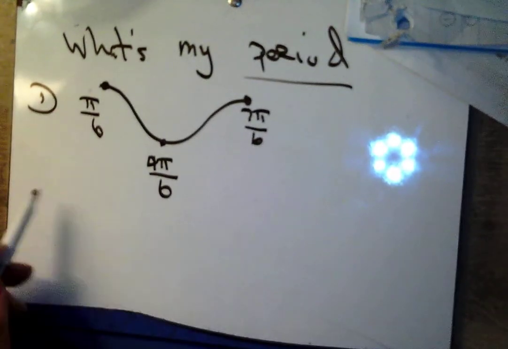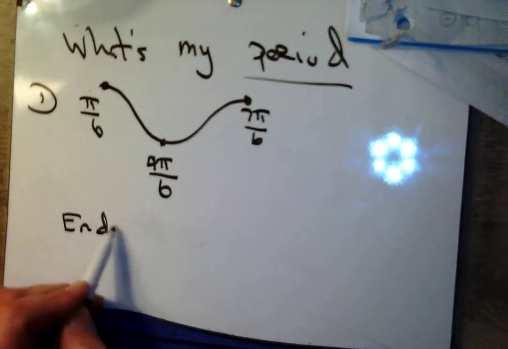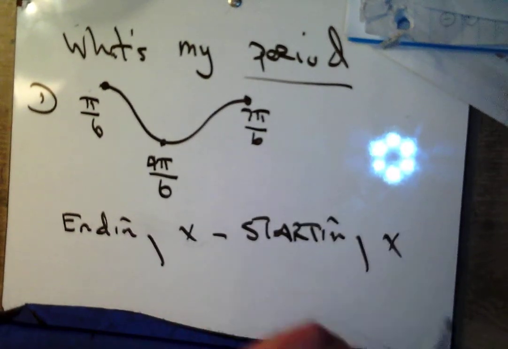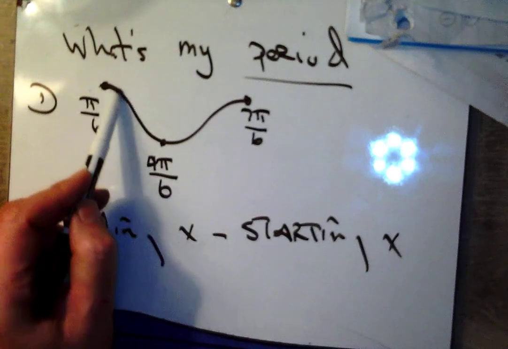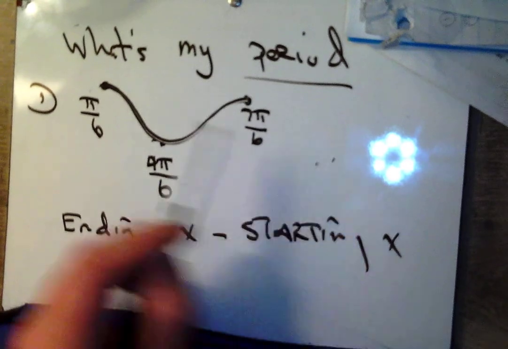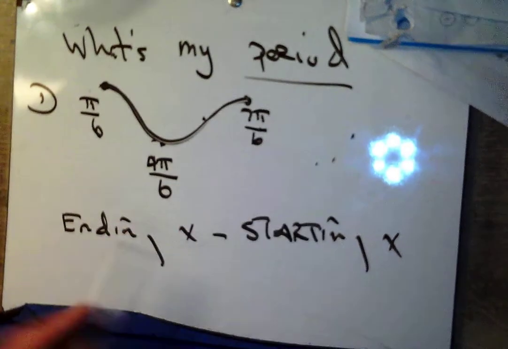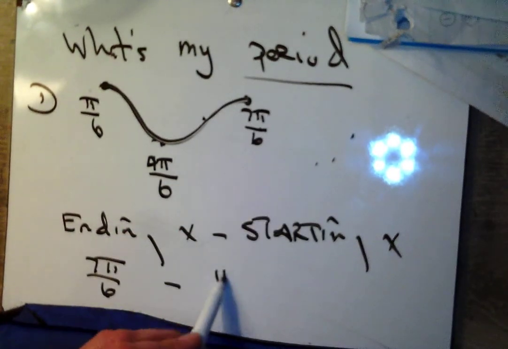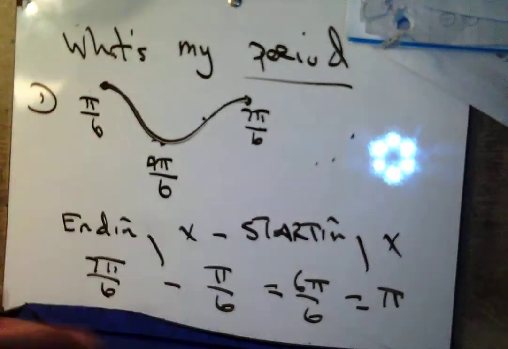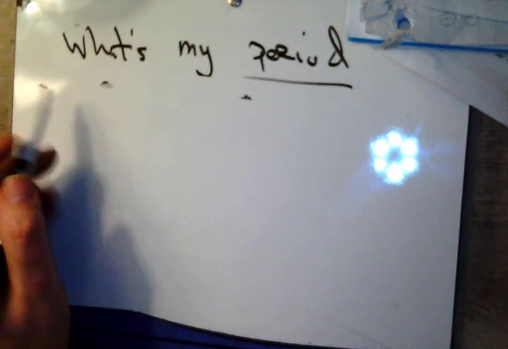So what's my period? Well, we want starting x. No, we want ending x minus starting x. So my period goes from high point back to high point. I mean, if I had another low point, I could do low point to low point or inflection point to inflection point. But here, I'm going from high point to high point, so I'm going to have 7 pi over 6 minus pi over 6 is 6 pi over 6, or pi. Okay, so what's my period? My period is pi. So will you tell me what the period here should be?